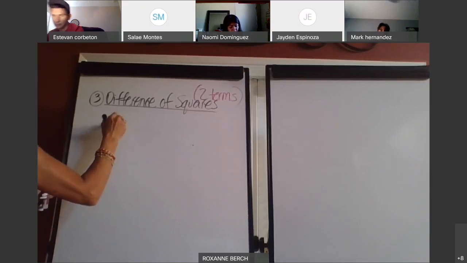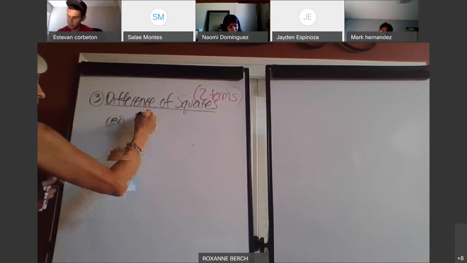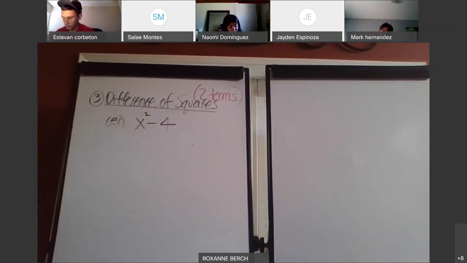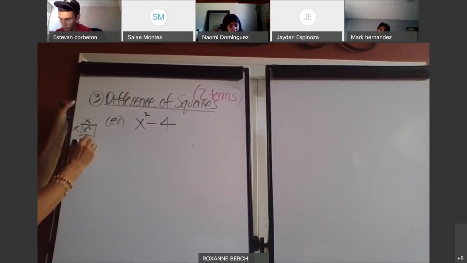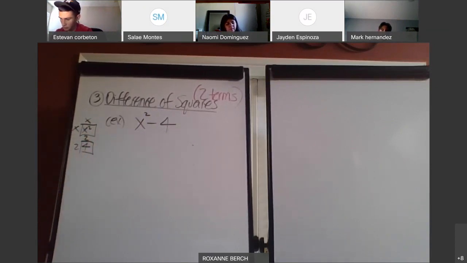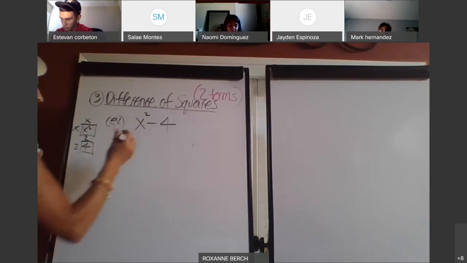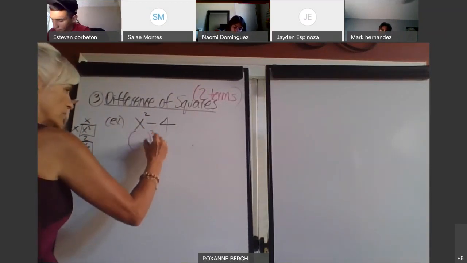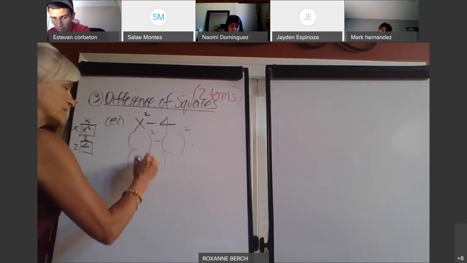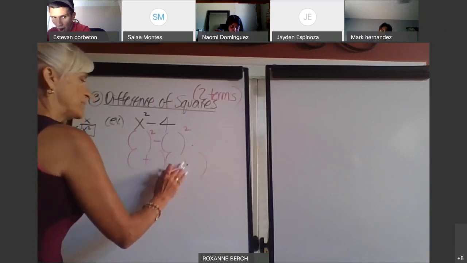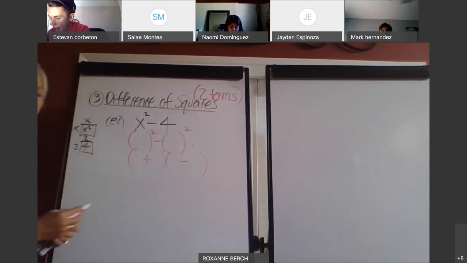Okay, so for example, there's a minus, and those are 2 squares, because isn't x times x x squared? And isn't 2 times 2 4? So what you're going to do is you're going to use this template. Now, when I say template, I mean you're always going to use this. So last period, people were like, why is that a plus or minus? Because that's what you do. That's the template.